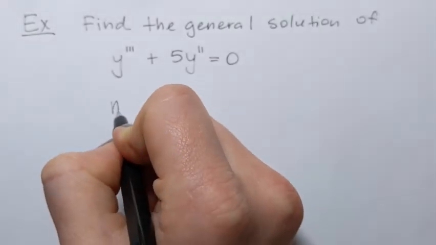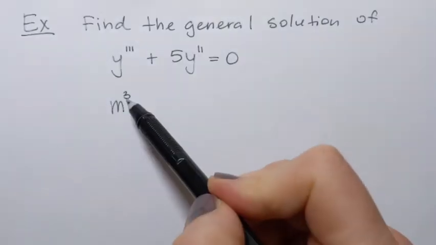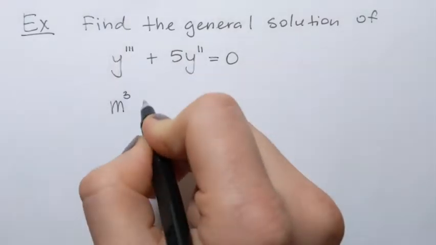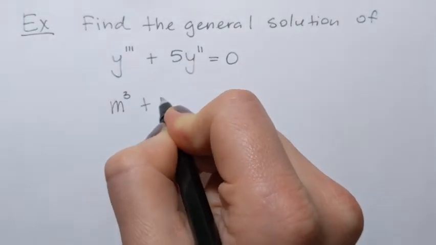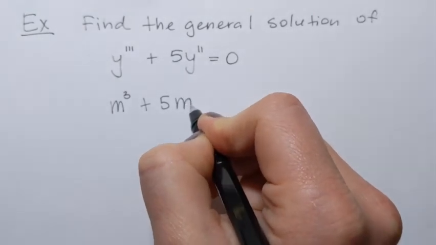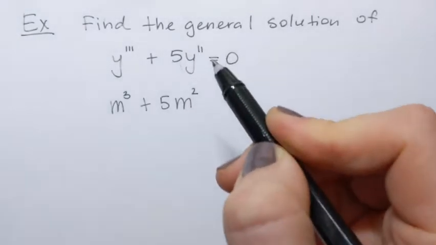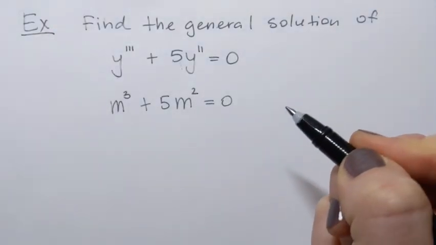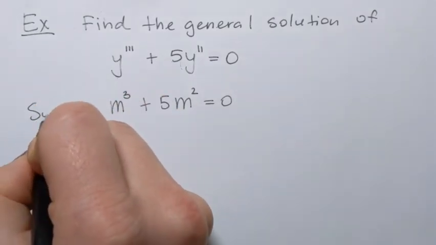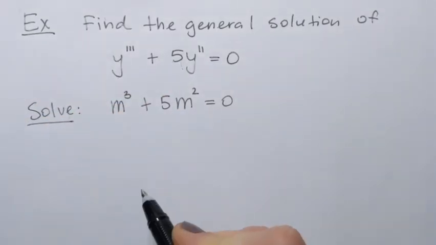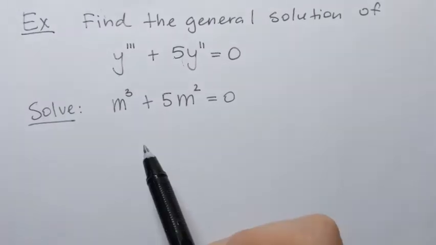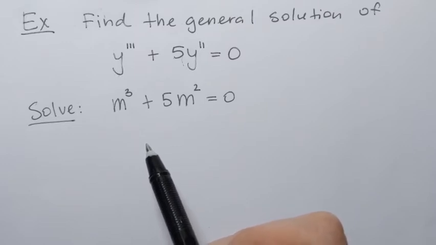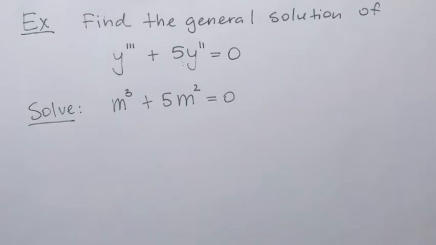So it's going to be m to the third power, which matches the third derivative, plus 5. I'm using exactly the same coefficient. M to the second power, right, for the second derivative, equals 0. And now we'll have to solve this polynomial equation. There are different ways to solve polynomial equations. In some cases, if you get lucky, you can use factoring.